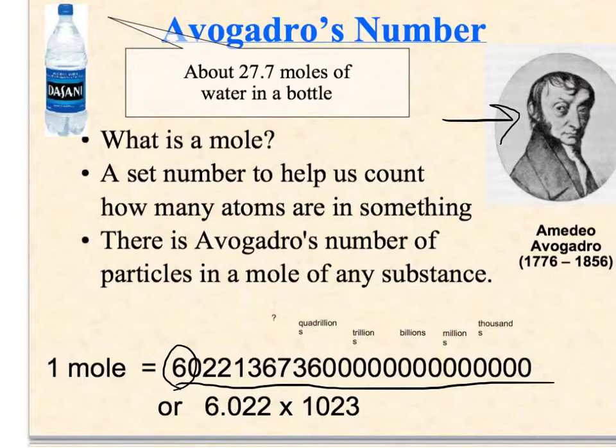Basically, what we use the mole for is to help us count how many atoms are in something. So we say that there's Avogadro's number, 6.02 times 10 to the 23rd, of particles in 1 mole of any substance.